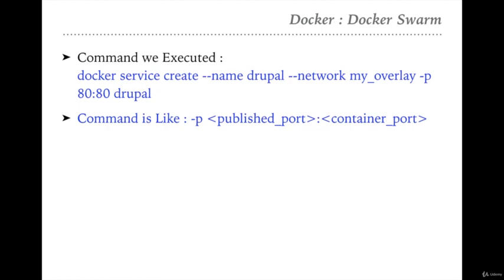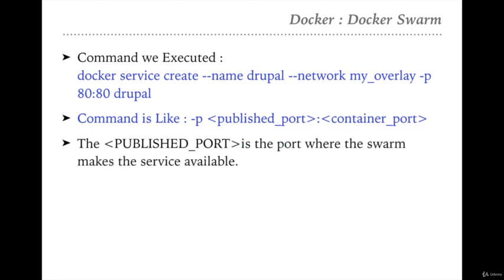So 80 is the published port which is published with that particular service to access that service from the outer world, right? And the internal port is also 80. It means the right hand side port 80 will manage the traffic inside the container, but the left hand side port 80 will accept the traffic from the outer world, right?